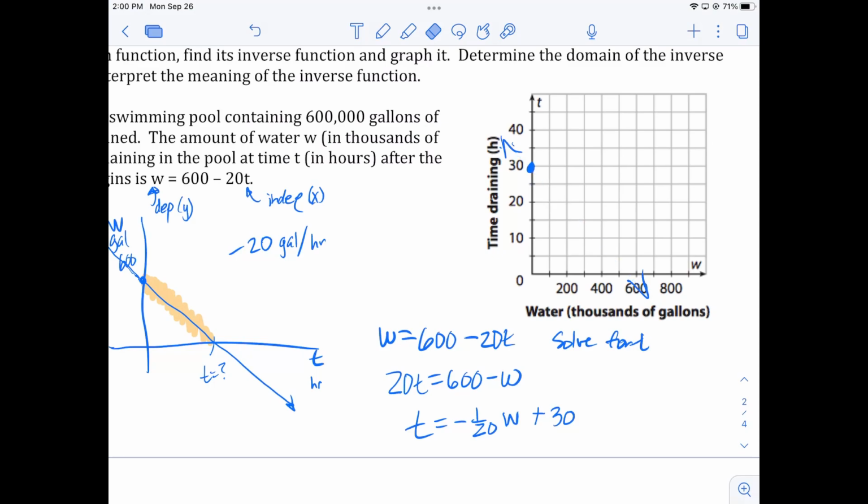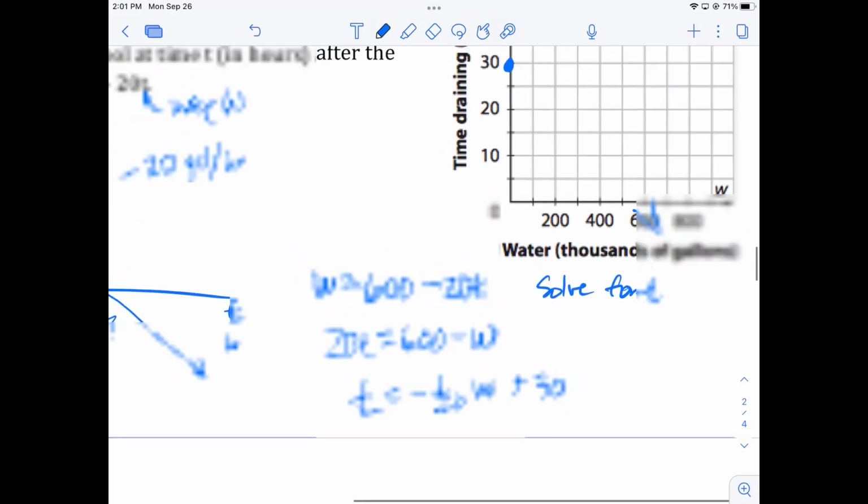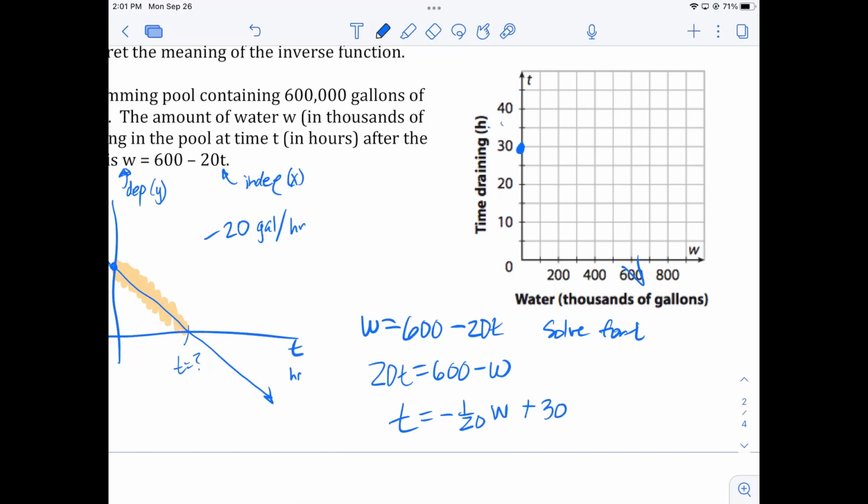Positive slope. Did I get the slope right? Minus 20t. Okay, got it. 20t equals 600 minus W. Oh, yeah. Negative 120 plus 30. That was right. Is it down 1 hour? It's down 1 hour and right 20. Then it's a lot deeper than that. Yeah, it's very shallow, actually. It's very shallow like this.